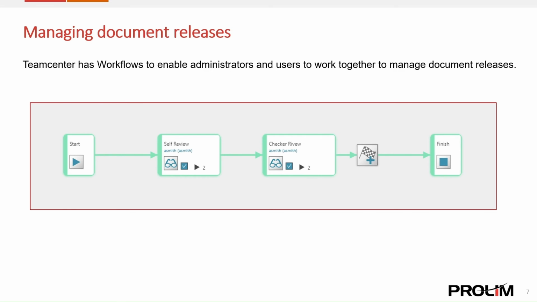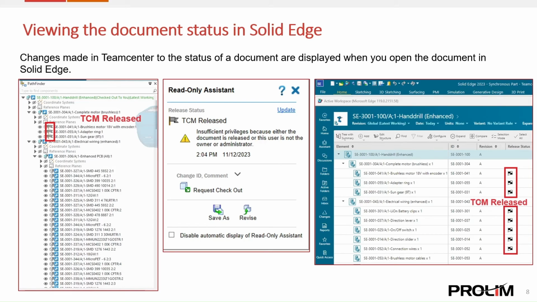You can see that released status in Solid Edge. Solid Edge displays icons in Pathfinder, Read Only Assistant, Cache Assistant, the Open File dialog box, and the File Property dialog box to represent statuses of the documents within Teamcenter workflows. In Teamcenter, you have the capability to create custom workflows along with customized statuses and images that can be displayed in Solid Edge. When a part is released, it cannot be edited. The part has to be revised to make any changes.